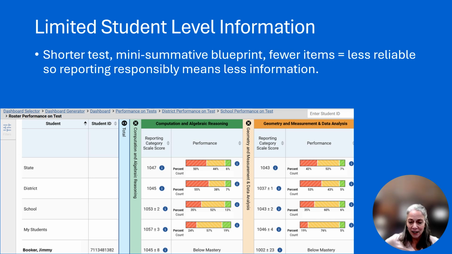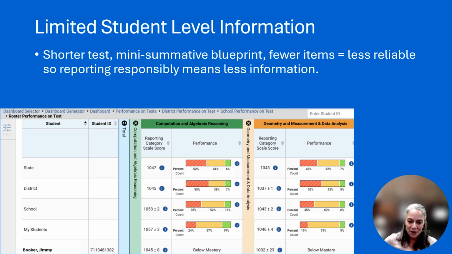Let me look at my student here, Jimmy Booker, and notice he's below mastery on computation and algebraic reasoning. He's below mastery on geometry and measurement and data analysis, and he may have come to me below grade level. And so, not a lot of information here. And that's okay. I'm going to show you where you're going to get your information in just a minute.